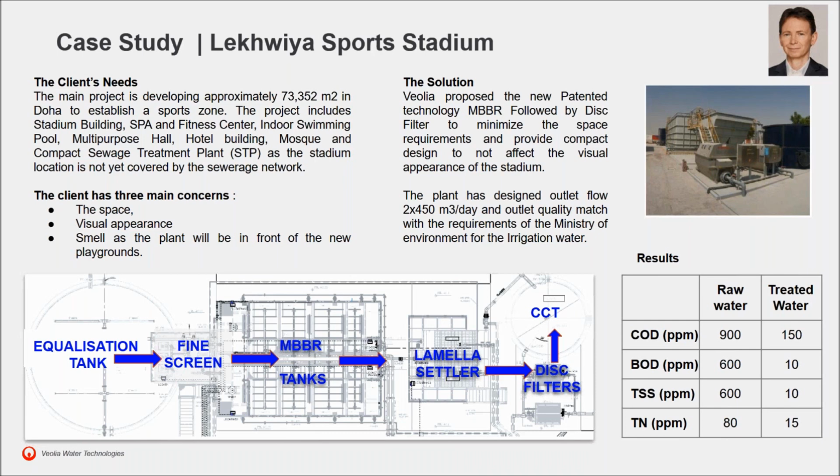The raw water quality is typical of a sewage treatment plant in the region, slightly higher than the usual one with COD up to 900 ppm. And treated water is typical of irrigation water also in the region with BOD and TSS of less than 10 ppm. So we will now present the solution we have developed for small STPs based on this technology, and Dante will start with the MBBR pack.